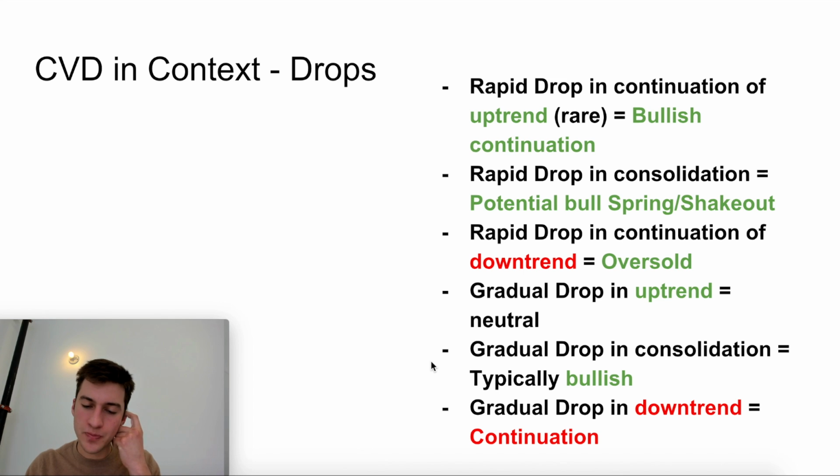So how about a gradual drop in consolidation? Typically going to be bullish. CVD is slightly falling off. Retail is market selling. More likely than not, price will move upward. Gradual drop in CVD during downtrend, just bearish continuation. If we see slightly more market selling than market buying, that's a healthy sign for a downtrend to continue.